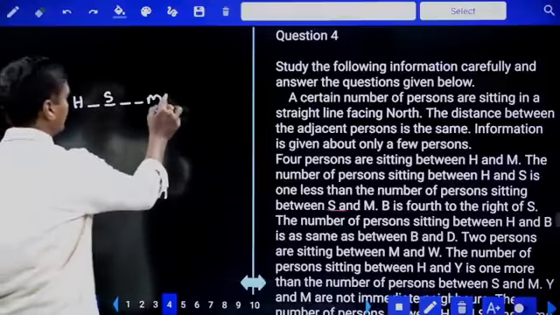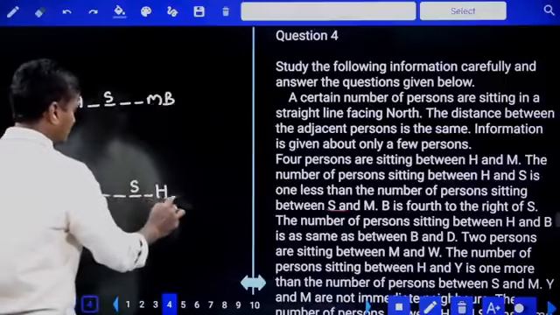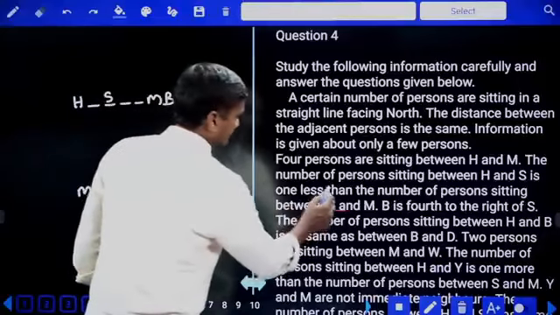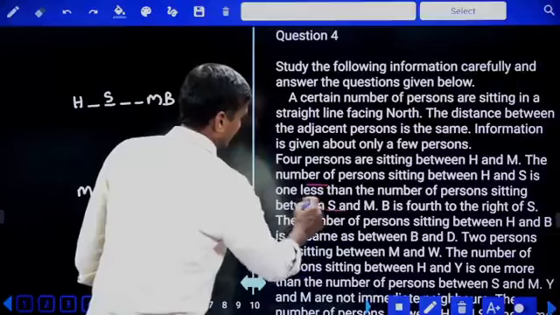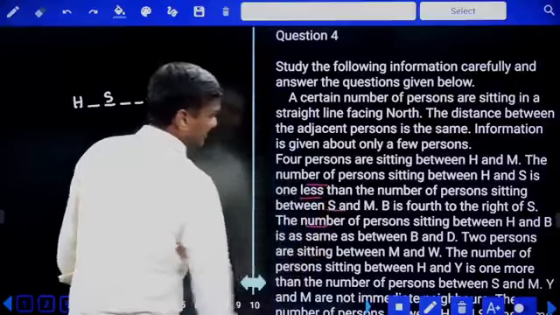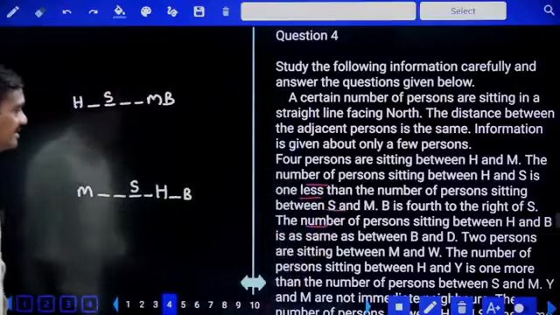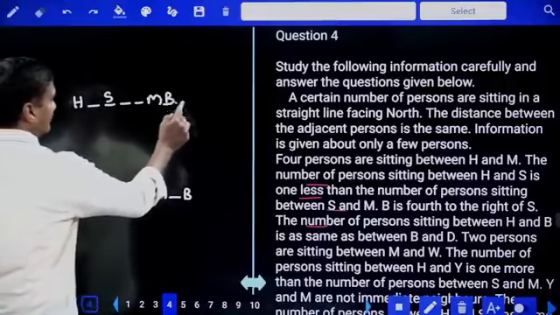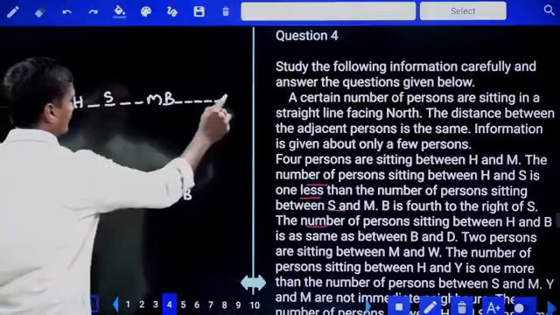1, 2, 3, B is here. B is 1, 2, 3, 4, B is here. B is 4 to the right of S. And next one, the number of persons sitting between H and B equals the number between B and D. H and B, 1, 2, 3, 4, 5. B and D, 5. 1, 2, 3, 4, 5.